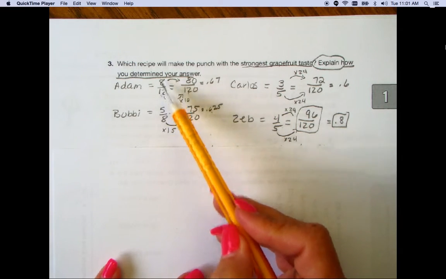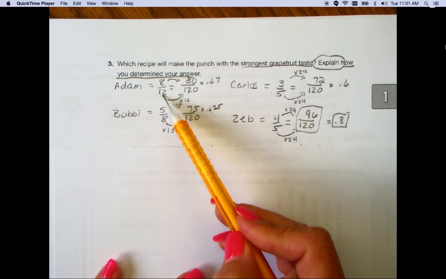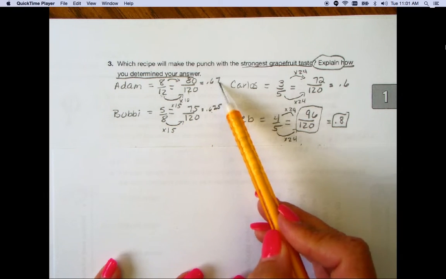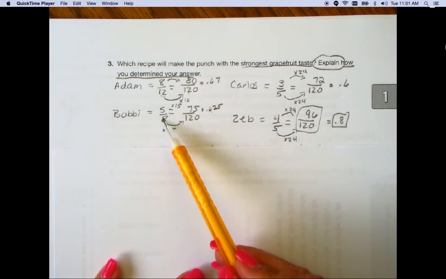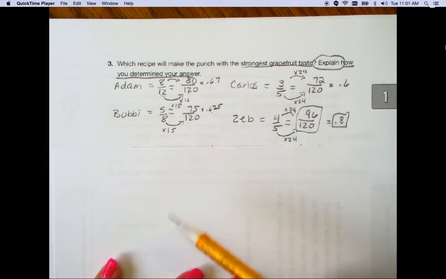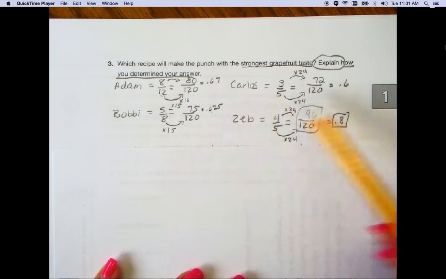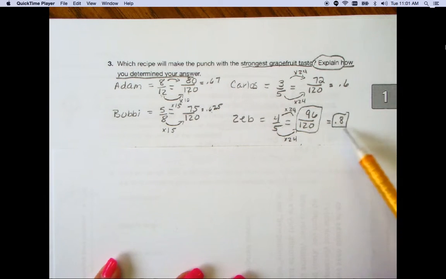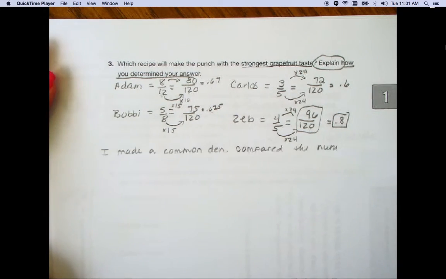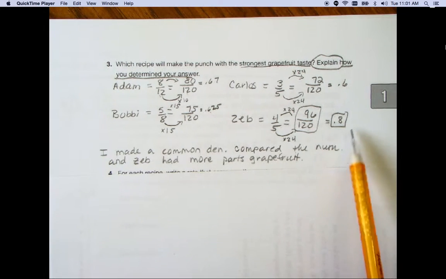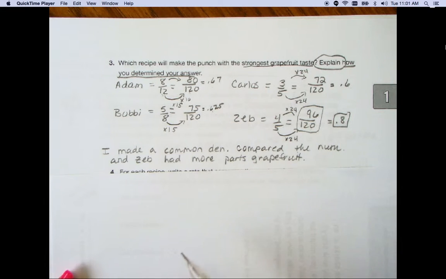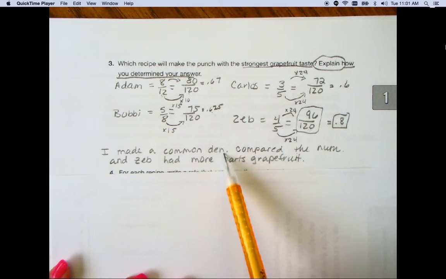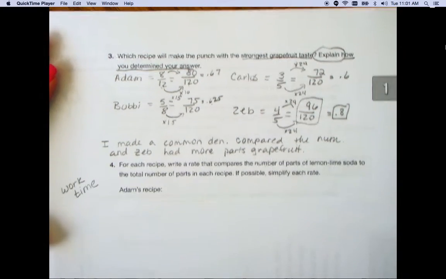Some of you prefer decimals to fractions, and that's okay. I took each one of these. I took 8 divided by 12 to get 0.67. 5 divided by 8, 0.625. Same for these 2. And then I looked at these 4 decimals. This is the largest number, so it's got the largest amount of grapefruit. So Zeb has the strongest grapefruit flavor. And I did that one of 2 ways, common denominator, or I could look at the decimal.